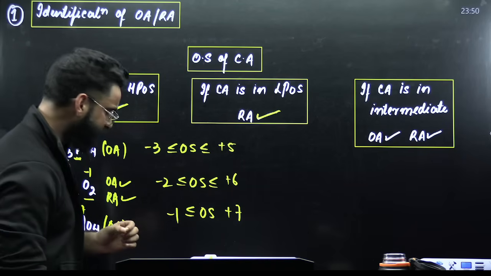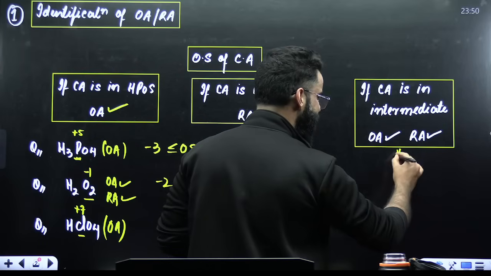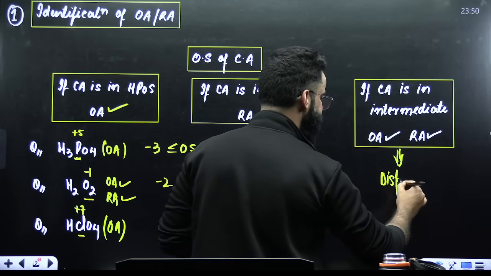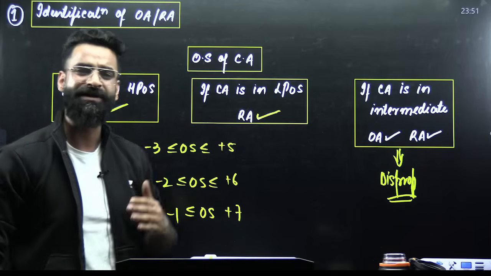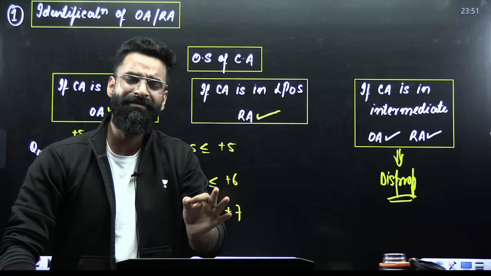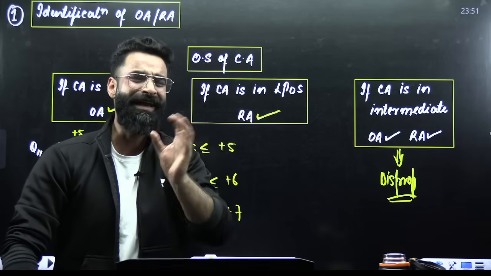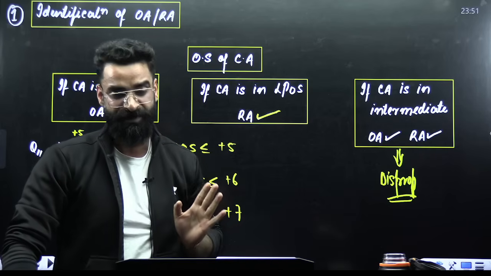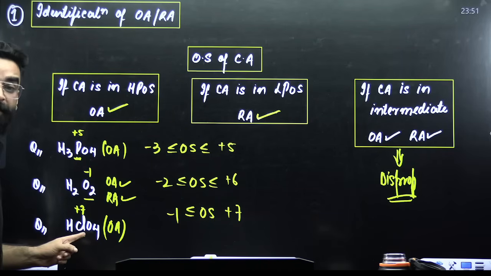And remember, that particular compound in which the central atom will be in an intermediate oxidation state also shows disproportionation. So there can be one more question asked. Which of the following compounds shows disproportionation? Remember, you just have to check the oxidation state of the central atom. If the central atom is in an intermediate oxidation state, neither in highest nor in lowest, it can undergo disproportionation for sure. Now they can ask you the question, which of the following can undergo disproportionation?